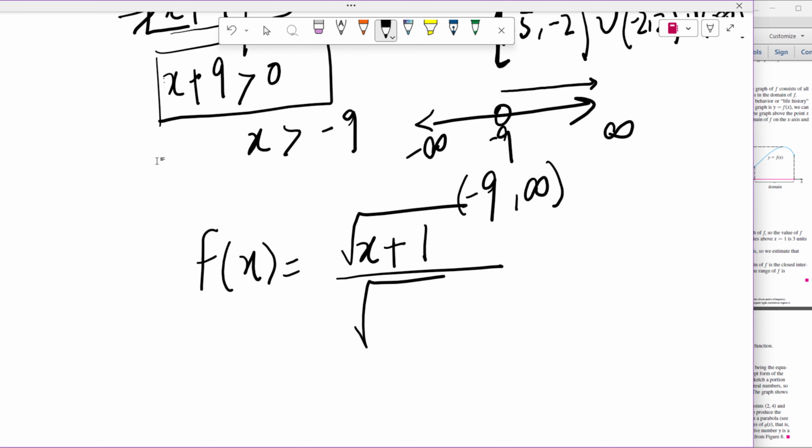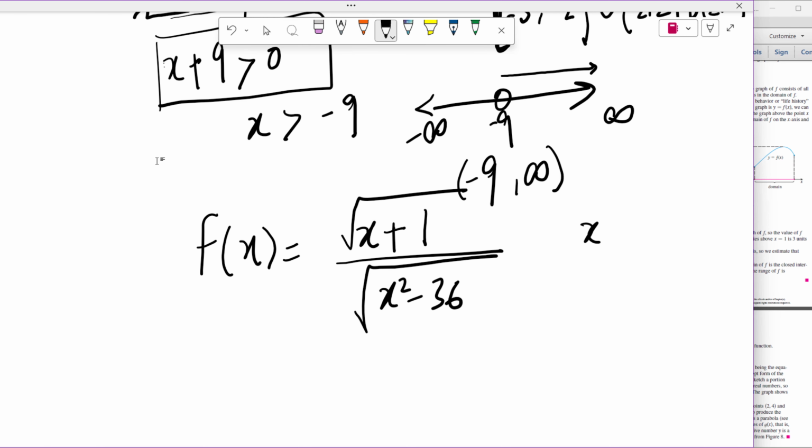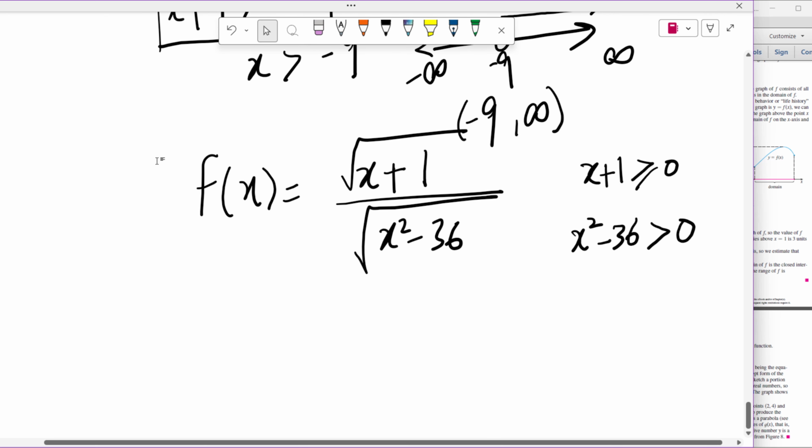a rational function but with a radical sign in both the denominator and numerator. So x squared minus 36. So according to the rule, for the radical function, x plus 1 should be greater than or equal to 0. But for the denominator, x squared minus 36 should only be greater than 0 because we cannot divide a number by 0, otherwise it will be undefined. So to make sure, we have to put greater than 0 but not equal to 0.